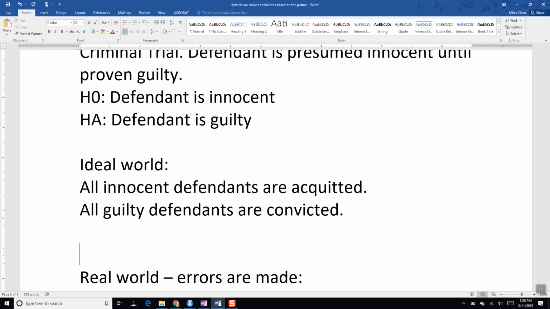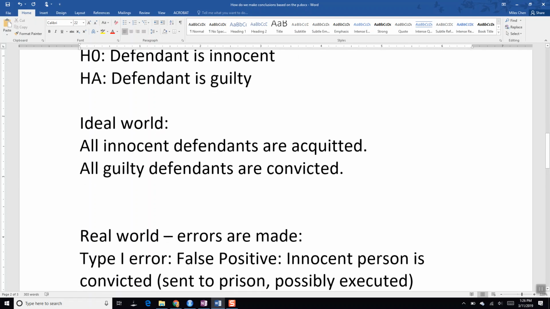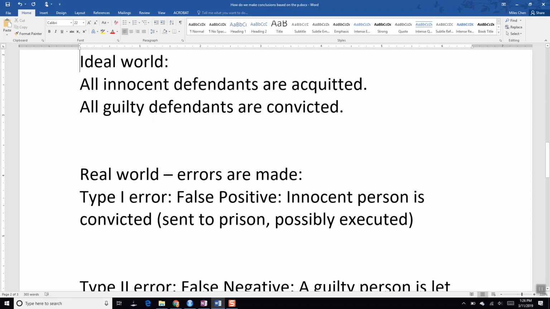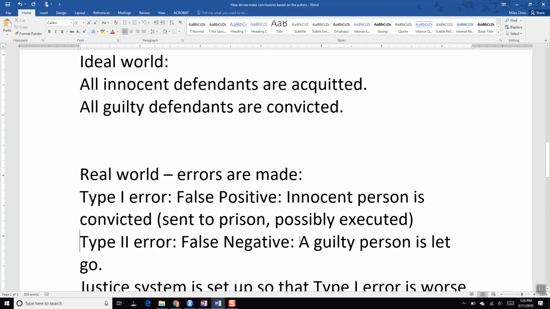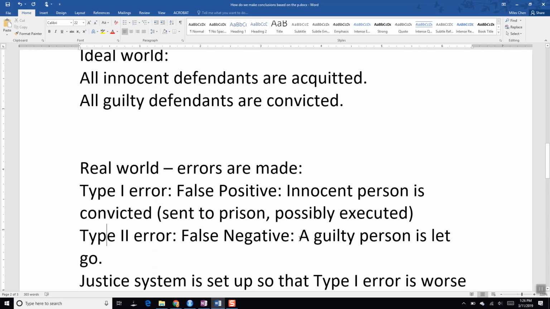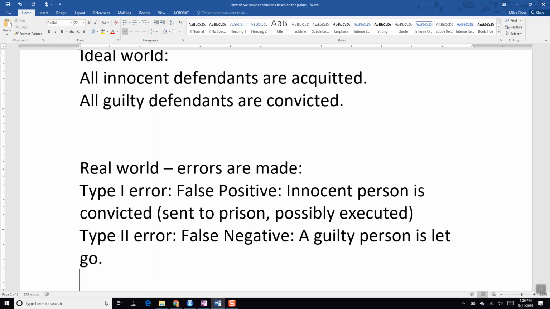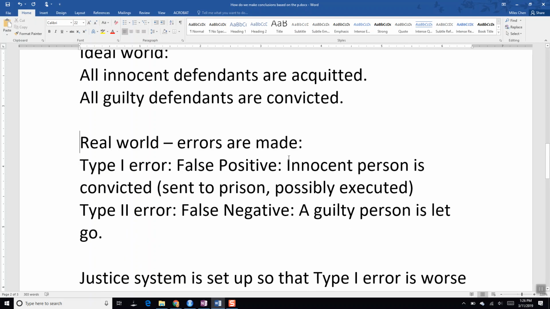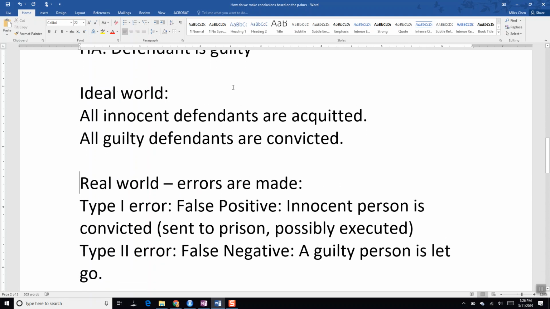Yeah, so type 1 error is an innocent person is convicted, okay? So we send an innocent person to prison. We possibly execute an innocent person, things like that, okay? And we don't want to make that mistake, okay? And then a type 2 error is that a guilty person is let go, okay? We don't want that either, but that mistake can happen, right? Because we don't live in the ideal world.